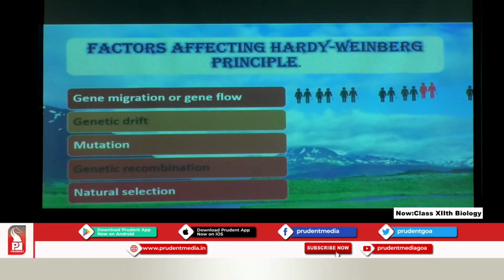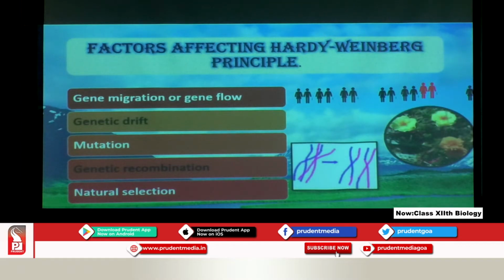Next is mutation. Mutation is one more factor. Mutation we have already studied in detail. Hugo de Vries gave that concept of sudden change in the genetic matter, and there are various reasons why mutation can take place, and that would also change the allelic frequency and therefore the genotypic frequency.